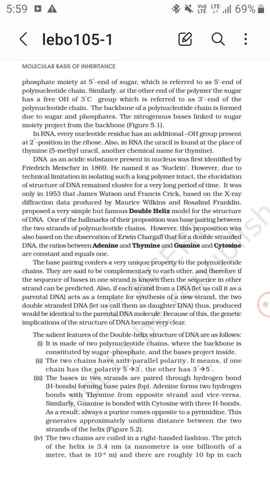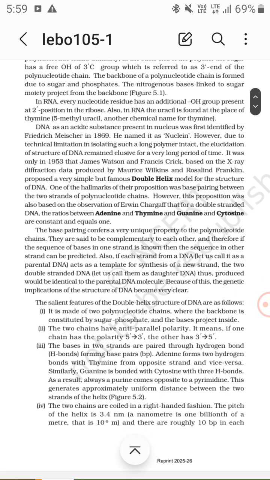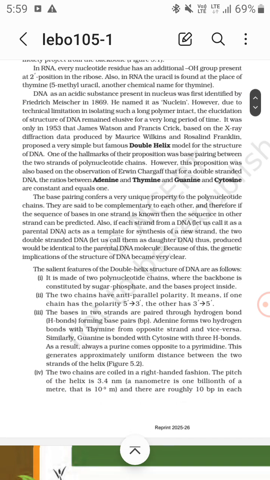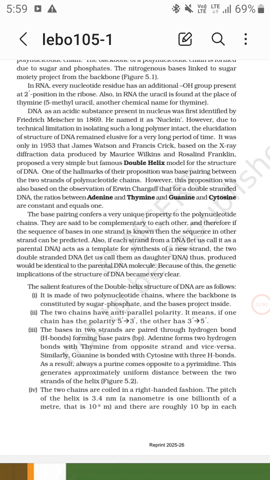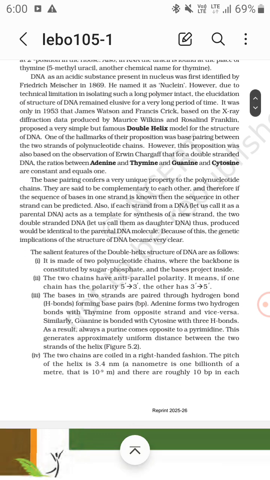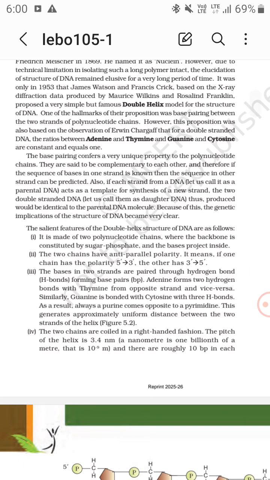This was based on the observations of Erwin Chargaff. For a double-stranded DNA, the ratios between adenine and thymine, and guanine and cytosine, are constant and equal to 1.